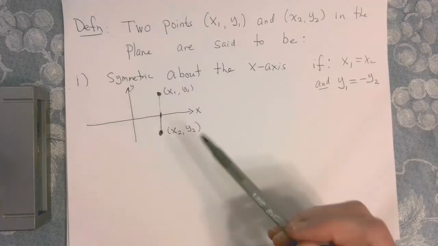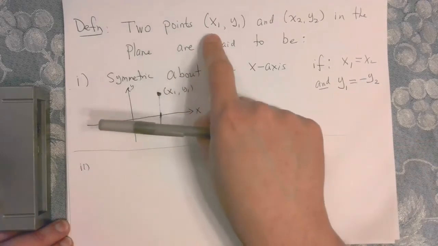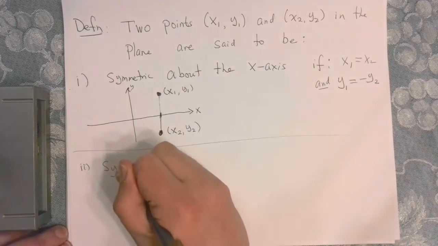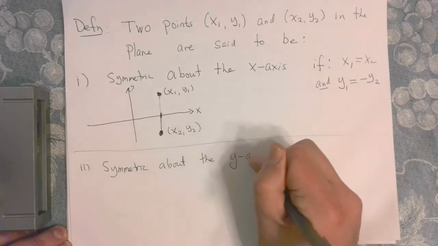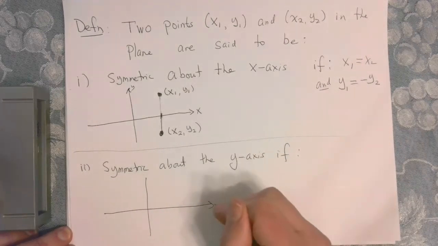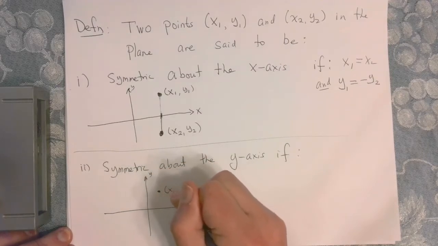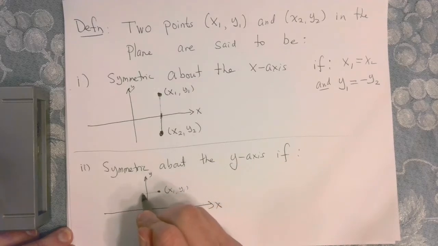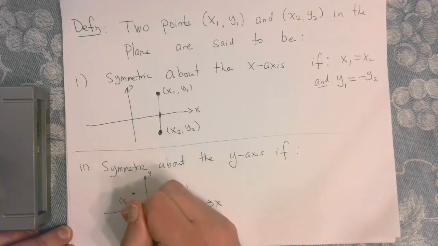Okay, so we could say something similar about symmetry about the y-axis. So, two points (x1, y1) and (x2, y2) in the plane are said to be symmetric about the y-axis. And again, let's take a look at a picture and we'll see if we can sort of reason this out. So let's say here's (x1, y1), and I want this distance to be the same as this distance, so assume that it is. That's (x2, y2).